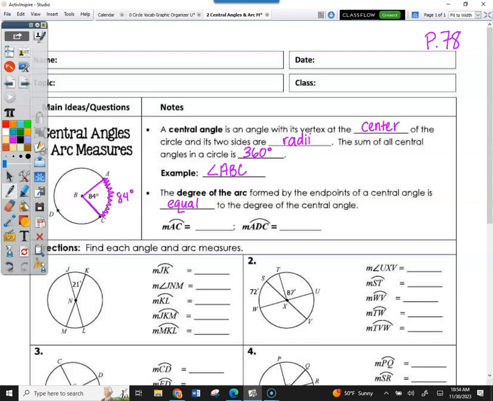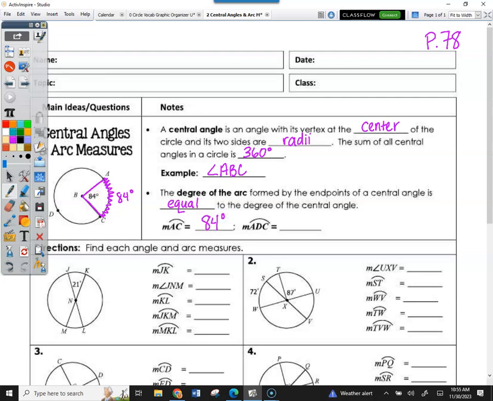Now, if you have a single angle drawn in the circle and you can show the arc, then you can write some more info here. Look at this right here. Notice this says little m, arc AC. This means measure. What is the measure of arc AC? From A to C measures 84 degrees.